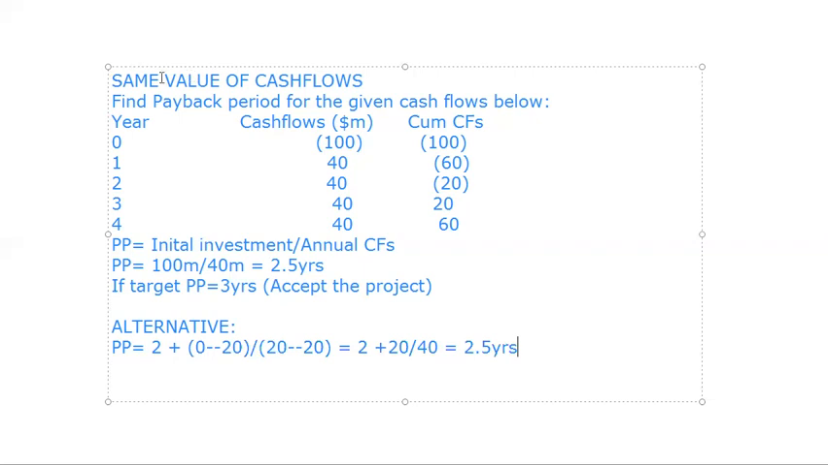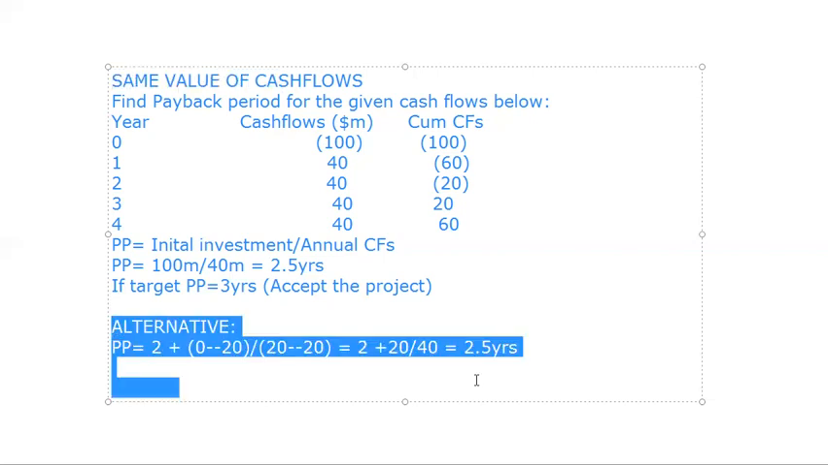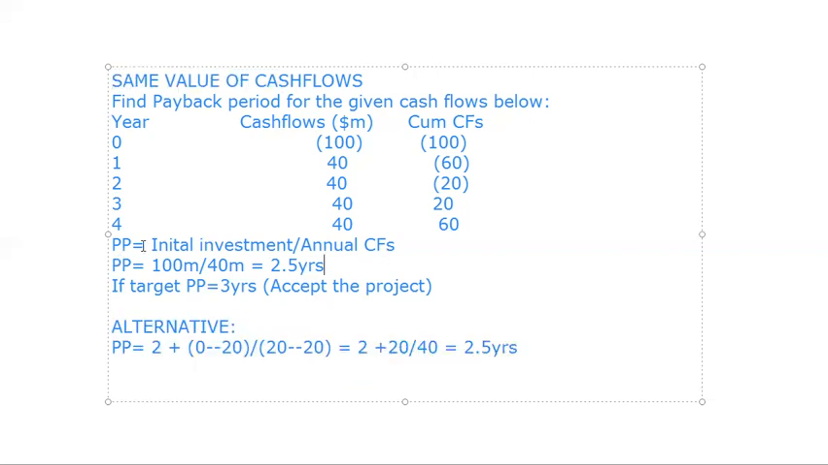But when cash flows are the same, there is the same stream of cash flows, there is no need to use this. We just have to use this formula here.